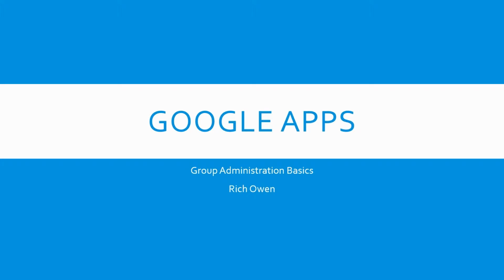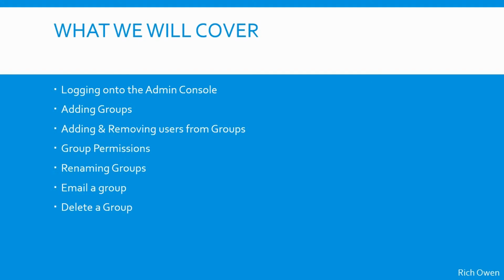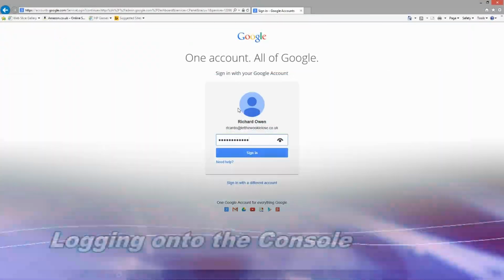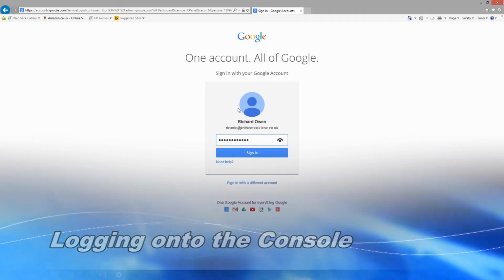Hello. In this video we'll talk about basic group administration in Google Apps. We'll cover logging onto the admin console, adding groups, adding and removing users from those groups, group permissions, renaming groups, how to email a group, and how to delete a group. Okay, so let's get started.